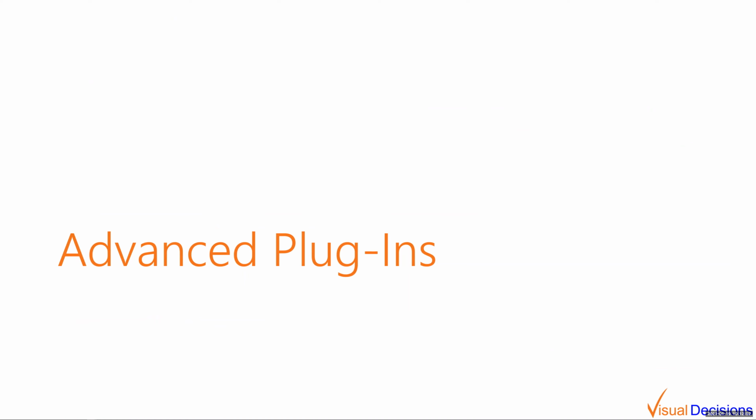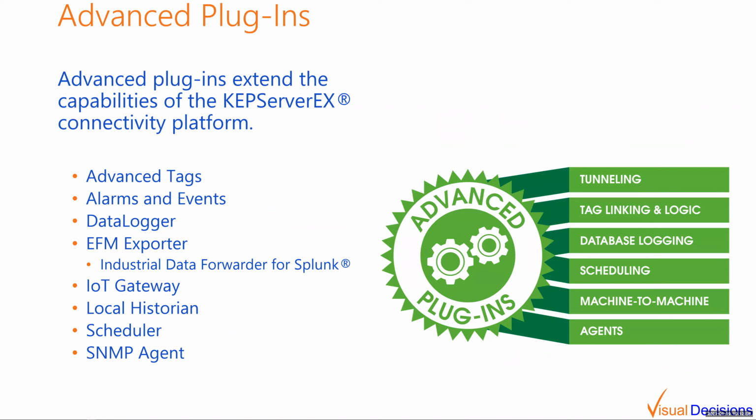With that, I'll get into some of the advanced plugins that are available. And this is, for me, kind of where the fun really starts. With the advanced plugins, you have the capability to extend the server functionality. For example, if you need to get PLC data into SQL tables for analysis, you can use the data logger. If you need to perform calculation, you can use advanced tags. If you want HDA support, you can use the local historian. We even support OPC alarms and events with the alarms and events advanced plugin.